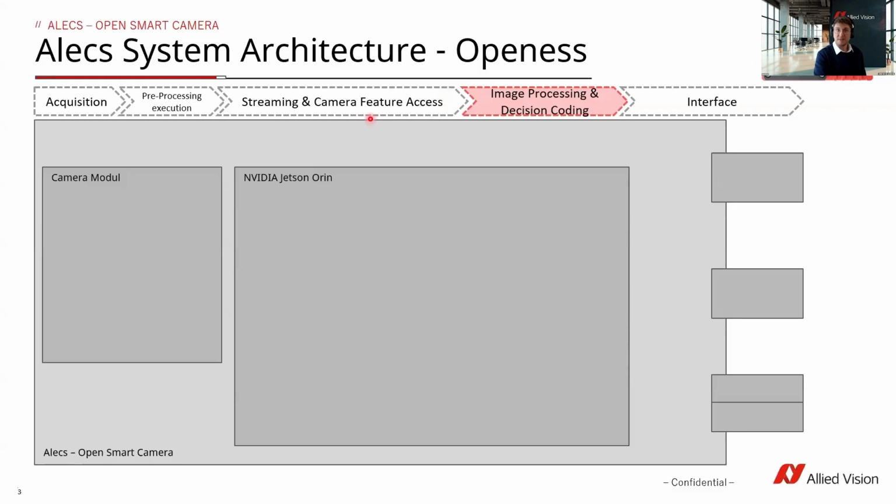And after the access to the image and the features, there is the specific openness and the freedom for customers. Here I really explain how you can use the image processing or the decision coding. That's the customer space where customers really can create whatever they want. And then on the right side, we have the interfaces to the outer world to communicate with PLCs, with illumination lights or whatever. So that's in general the path through a smart camera vision system with AI.